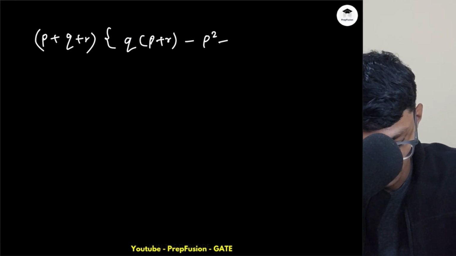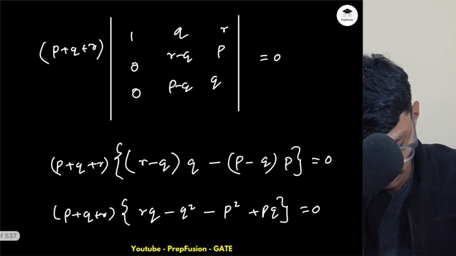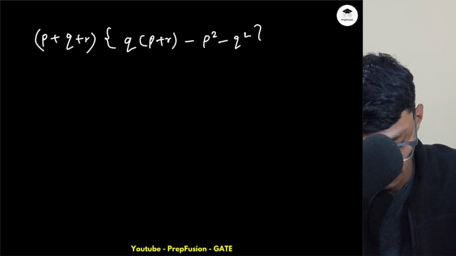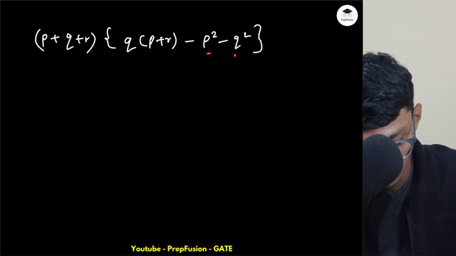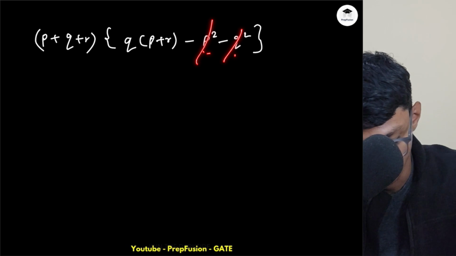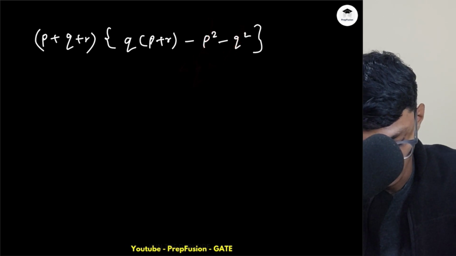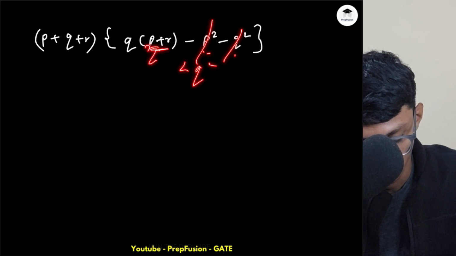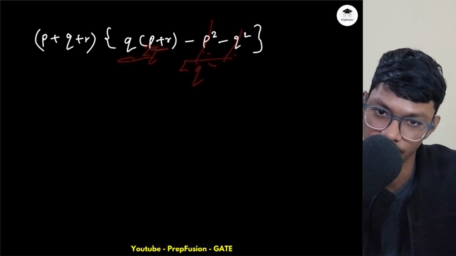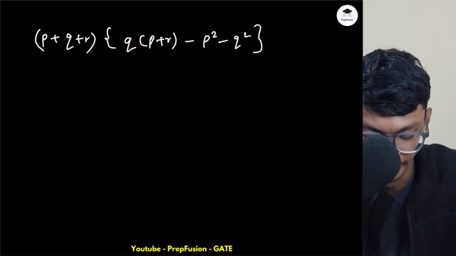Anyway, minus p square q square. Yeah, these are 4 terms, right? So basically here, if p is equal to q, then this one is 2q square, and p is equal to q, this is also q, 2q. So this 2q square minus 2q square becomes 0. From here, if you put the values, you will get to see.